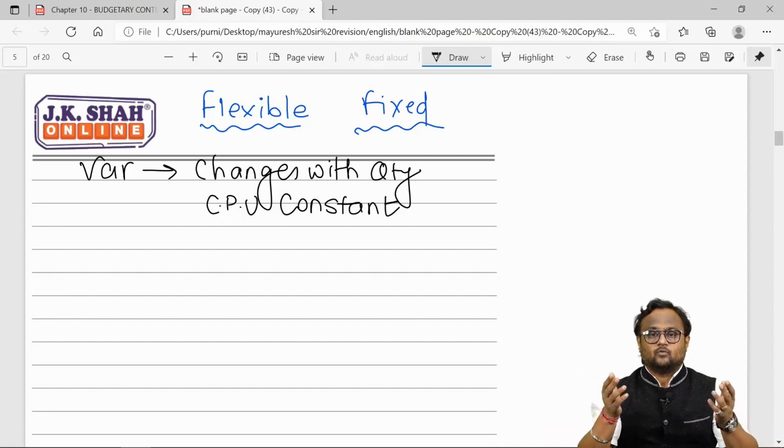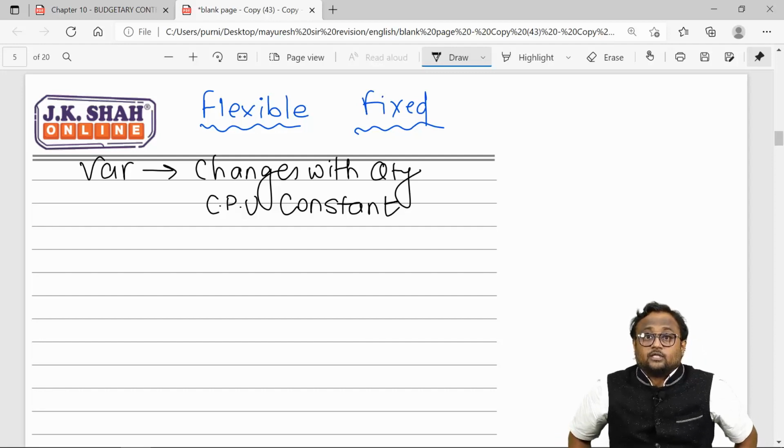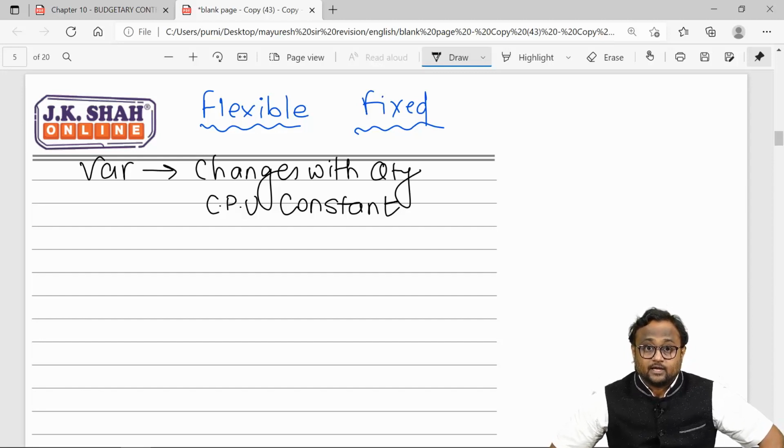So guys, when CPU is going to be the same, you should focus only on CPU. So for variable cost, you always remember one thing, you better focus on CPU, nothing else. You focus only on CPU, nothing else. Are you understanding what I'm saying? Okay.